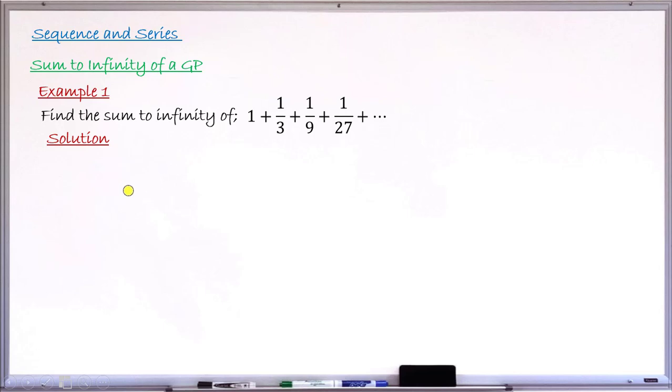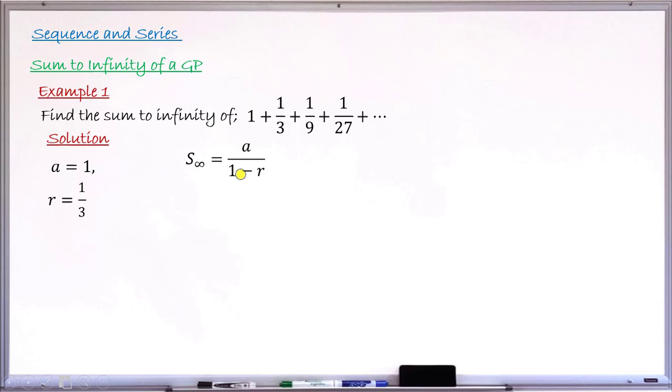Solution to this problem: what we do first is to write down the formula. Sum to infinity, S infinity equals A over 1 minus R. So there we determine your A and your R. From this GP, A is the first term. Look at it, it is 1. So A is 1. And the common ratio, we take the second term divided by the first term. 1 over 3 divided by 1 simply gives you 1 over 3. So R is 1 over 3.